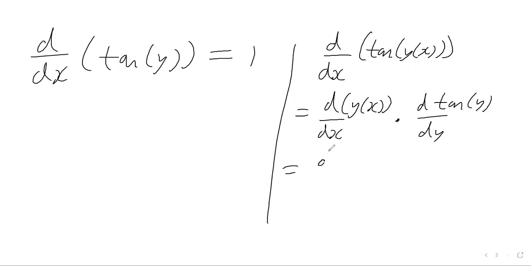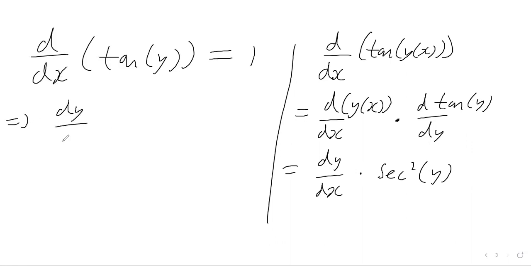dy by dx is just dy by dx. We can't really simplify that, but we can work out d by dy of tan of y. If you remember from one of the previous videos, when you differentiate tan, you get sec squared. So this is just going to be sec squared of y, since we're dealing with the variable y in this case. So now we know that the left-hand side is just dy by dx multiplied by sec squared of y, and this equals the number 1.